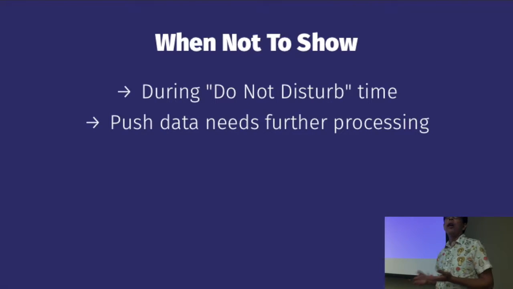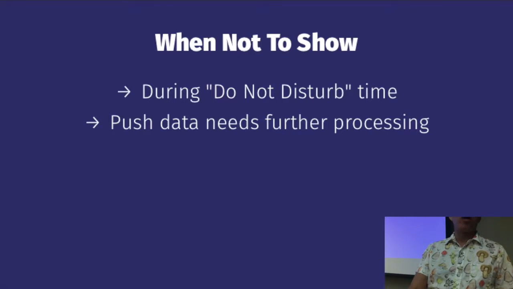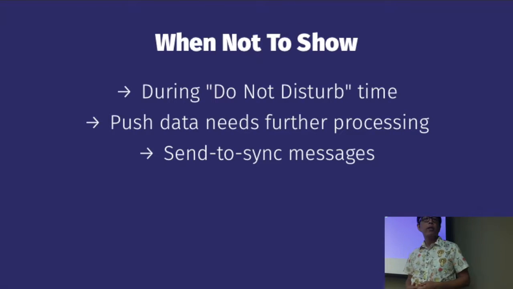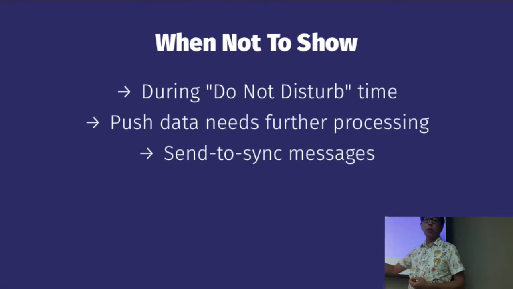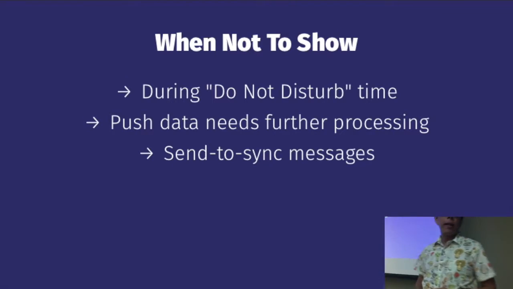You might also not have all the information from that push message to display to the user. Perhaps you need to read something from the client application, or you need to do more processing of that message or some filtering. So you might not want to show it in that case too. The last one, which is the useful case to me, is what the documentation calls send to sync messages. These are a signal to the app that there is new data on the server, and then it should do a fetch of that data.